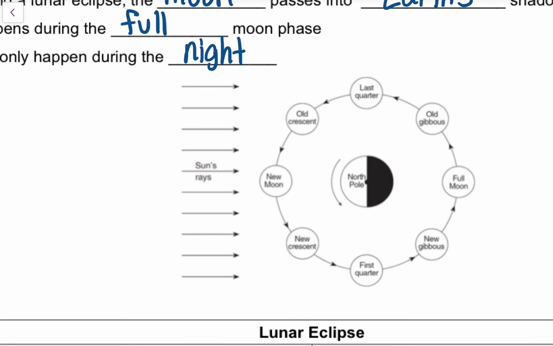So again, let's highlight the objects that are important in a lunar eclipse and their positions in space. Again, we have the sun, then we have the earth, and then we have the moon in the full moon position. So we have the sun, the earth, and then the moon.